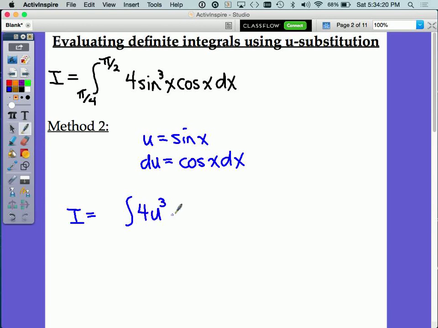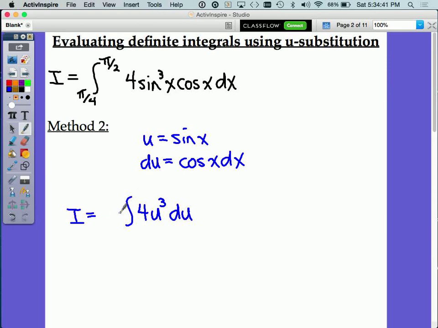Now, we can't say that these are both equal to I because up here I is a definite integral, which is going to give us an answer which is going to be a number. And down here we've, at this point, got I as an indefinite integral, and the answer to that, of course, is going to be a function. So this can't be right. We need limits of integration.